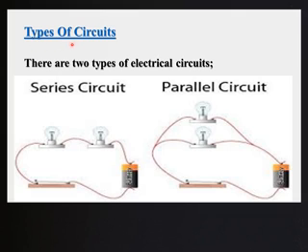As you already know, there are two types of circuits, series circuit and parallel circuit. In a series circuit all components are joined together in a single pathway, and in a parallel circuit there are junctions where the electrical pathway divides or branches. So that is the parallel circuit, and that is a series circuit.